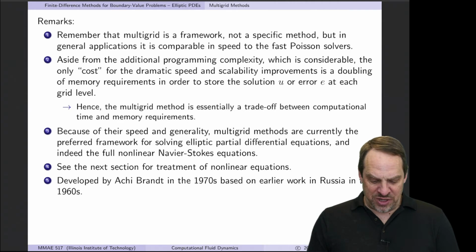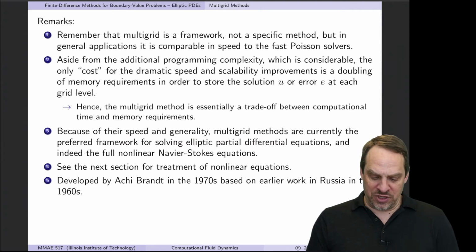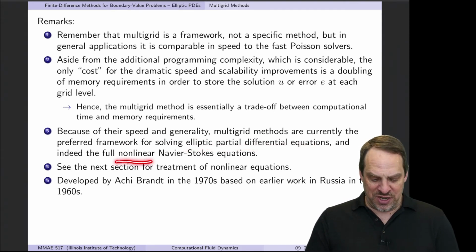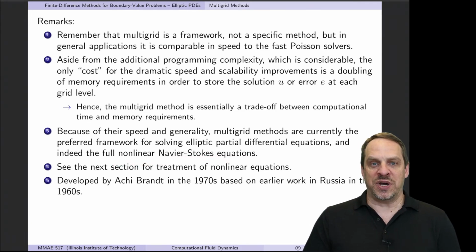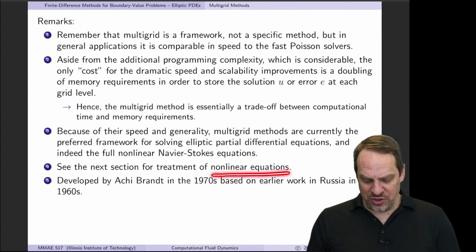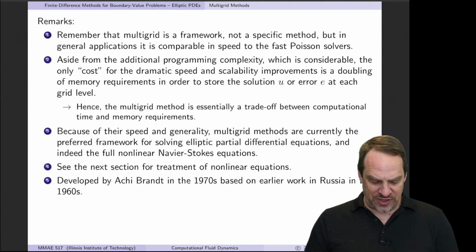And as I've been implying, because of the speed and generality, these multigrid methods really are the current preferred framework for solving elliptic partial differential equations, including nonlinear PDEs such as the Navier-Stokes equations that I'm solving every day in my computational fluid dynamics research. And we'll talk about the nonlinear equations and how we treat those using multigrid methods in the next section.